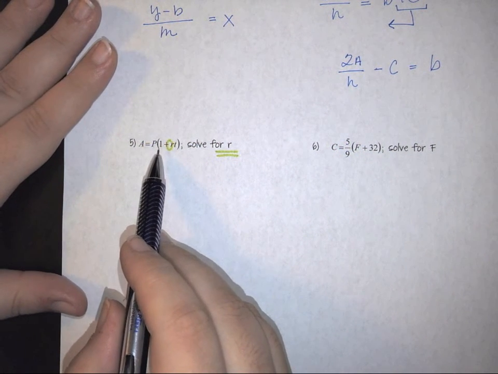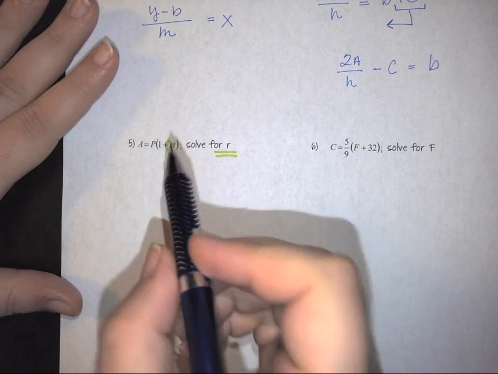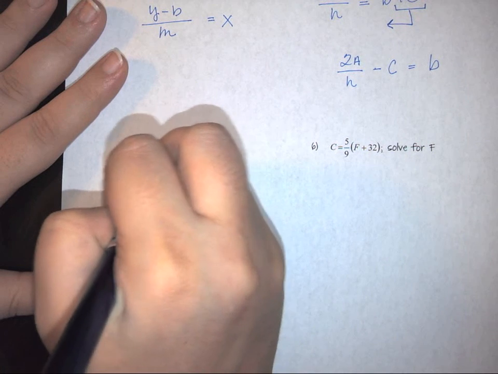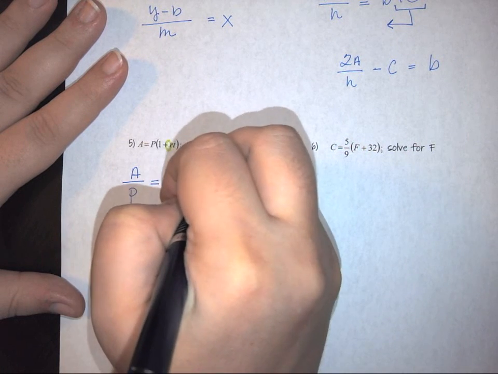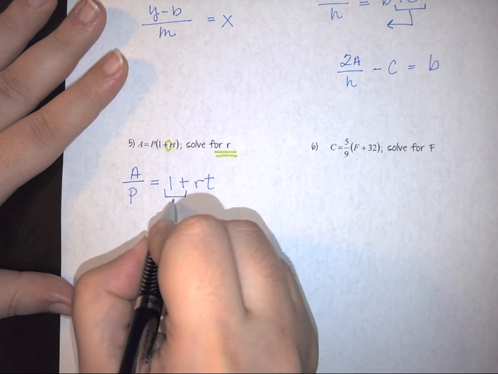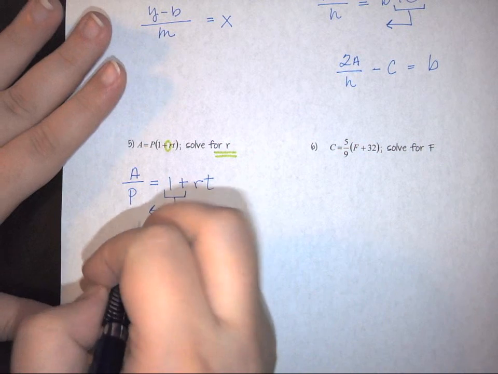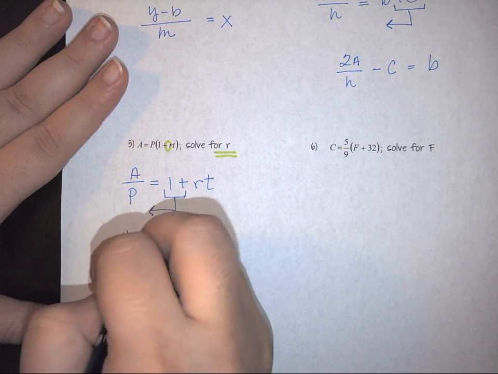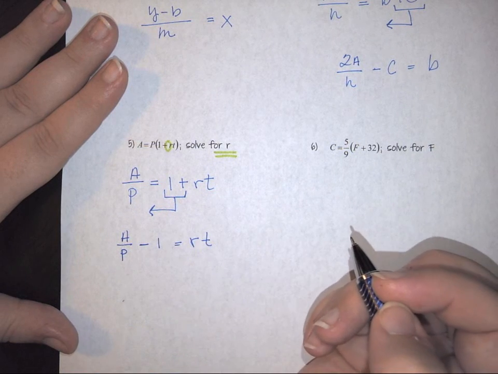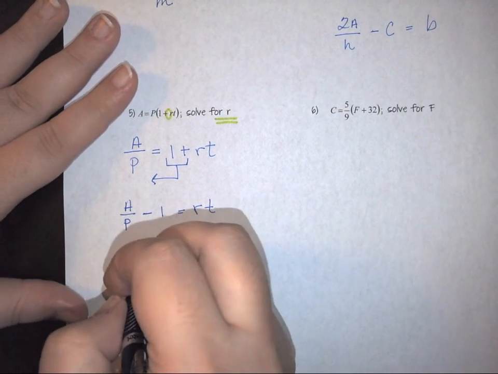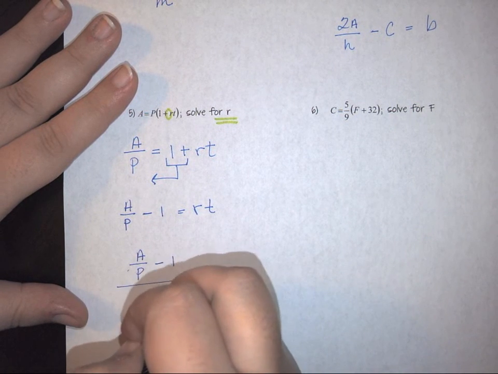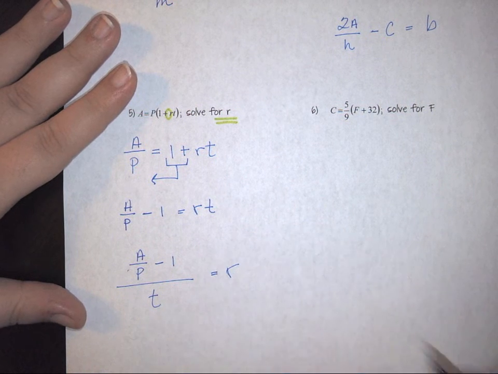The first thing I want to do is divide by p. So a over p is equal to 1 plus rt. I need to try and get r by itself, so I'm going to take this 1 and shift it over to the other side. So this becomes a over p minus 1 is equal to rt. I then have to divide everything by t. So a over p minus 1, divided by t, is going to give me my r term.